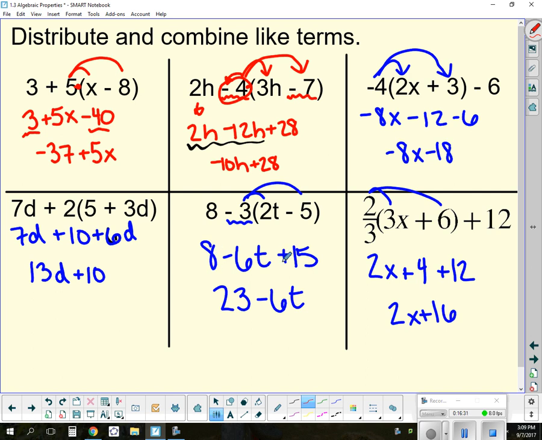Combine 8 plus 15. Sometimes students will want to do 8 minus 15. You don't use the sign behind a term, you use the sign in front of a term. So positive 8, positive 15. That negative sign goes with the 6t. Lastly, a fraction. Don't be scared of fractions. They're just regular old numbers. We should not be nervous around them. 2/3 times 3x is 2x. 2/3 times 6 is 4. And then we end up bringing down the plus 12, combining it to get 16.